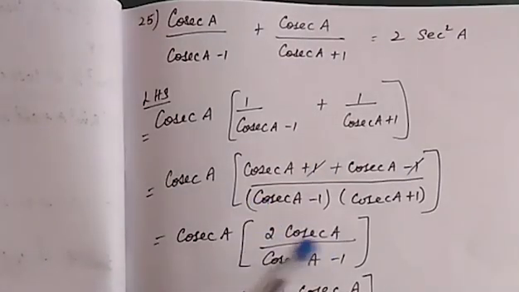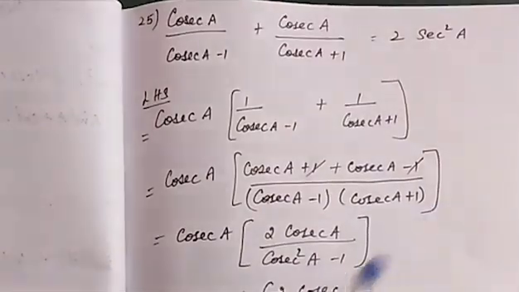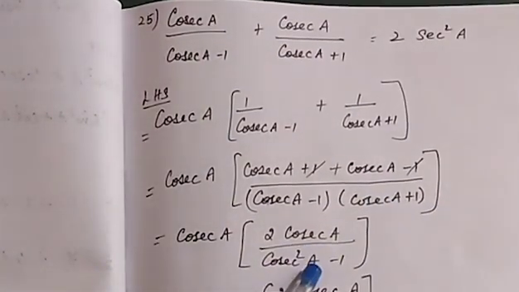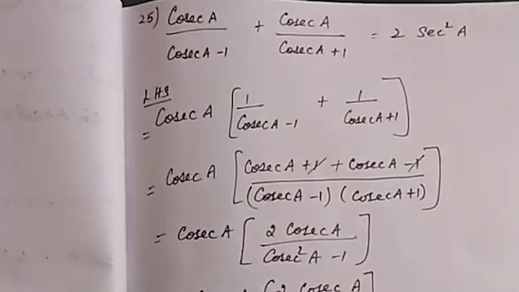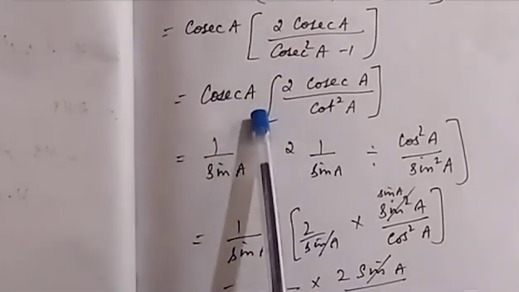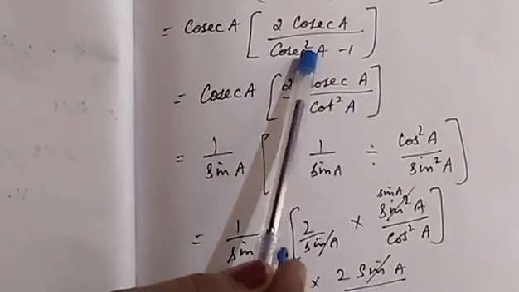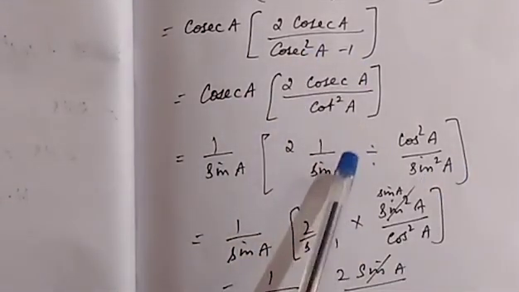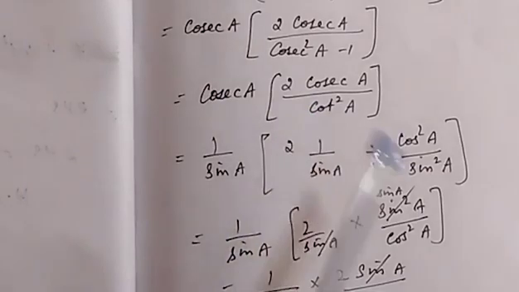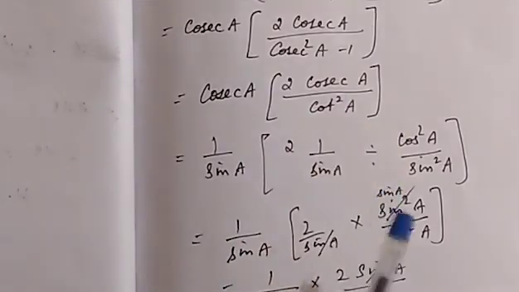So you will write 2 cosecant A upon A minus B into A plus B is equal to A squared minus B squared. So you will write cosecant squared A minus 1. Okay. Now write cosecant A into 2 cosecant A upon cosecant squared A minus 1 is equal to cot squared A. So you will write cot squared A.